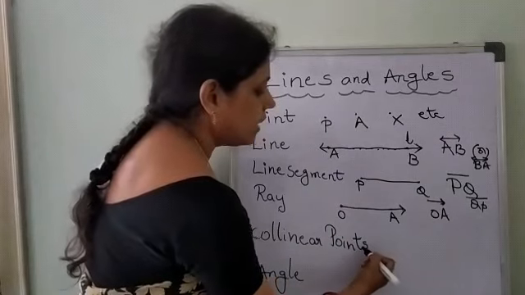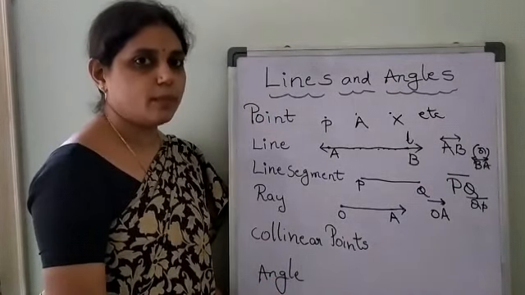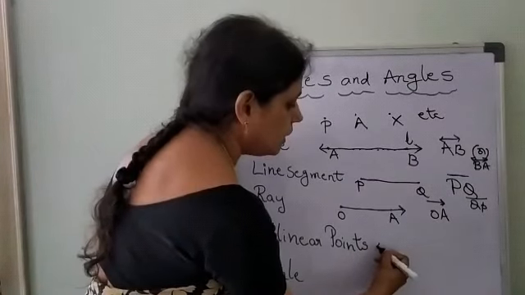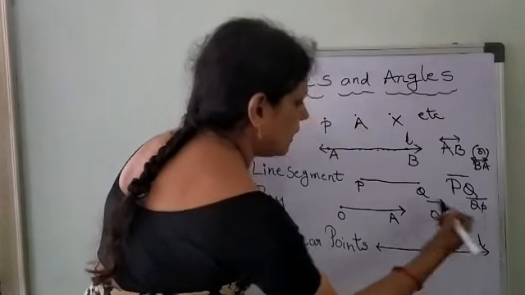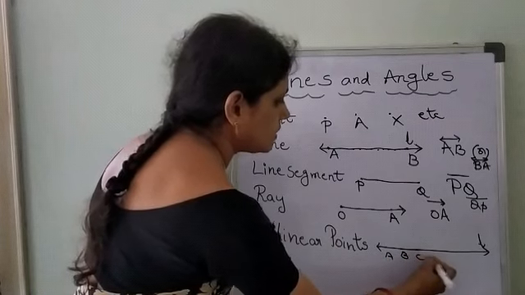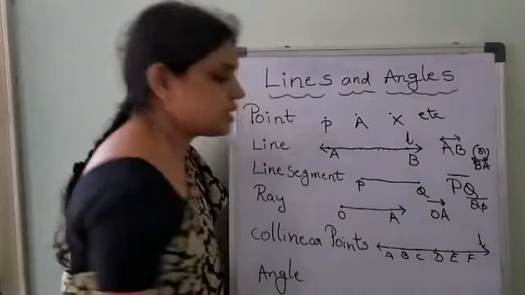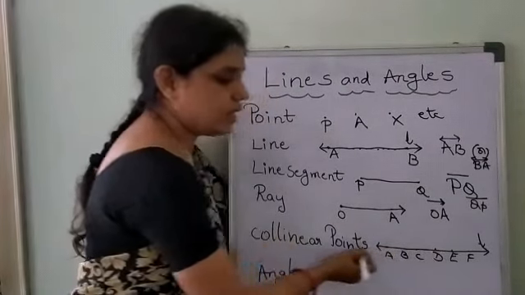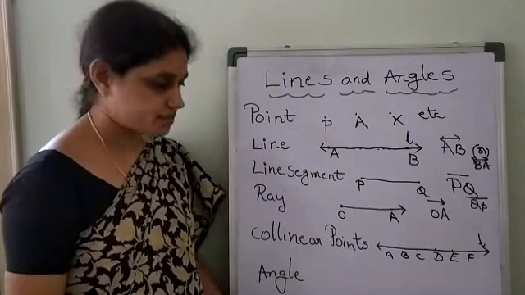And now next, collinear points. Collinear points means the points lying on the same line. The points lying on the same line are called collinear points. Suppose this is the line l. Here A, B, C, D, E, F, few points I named A, B, C, D, E, F. So these all points lying on the same line. These are called collinear points.